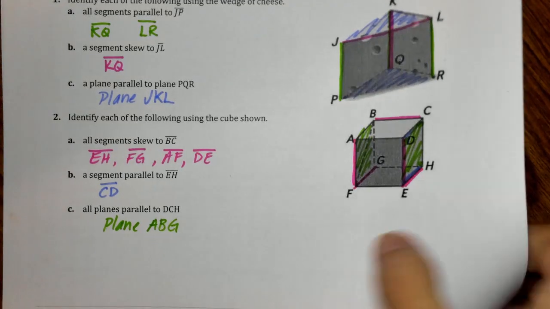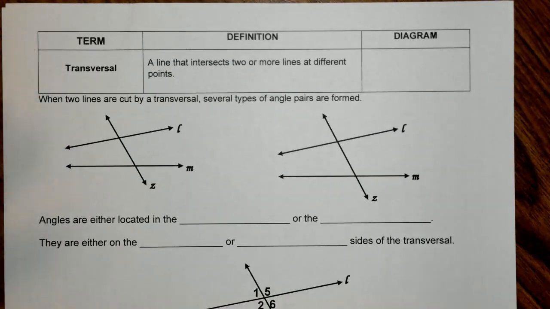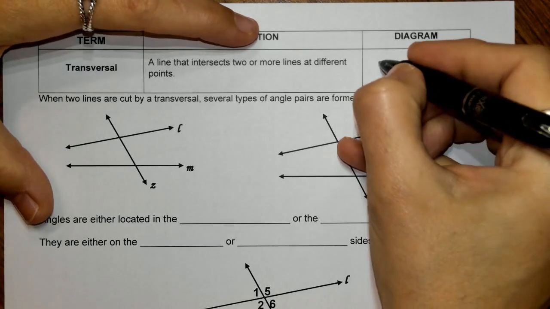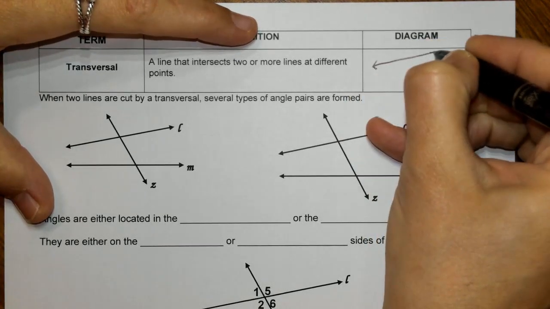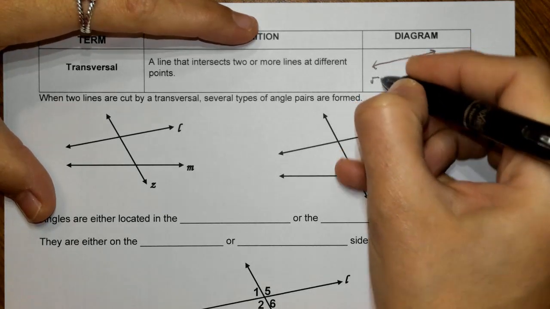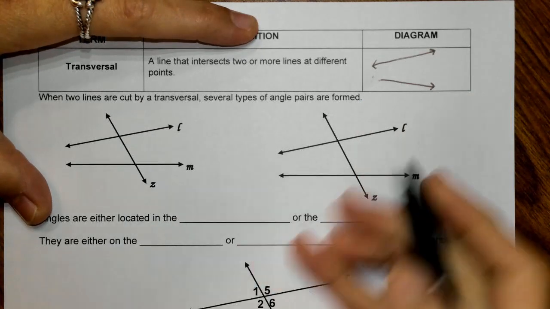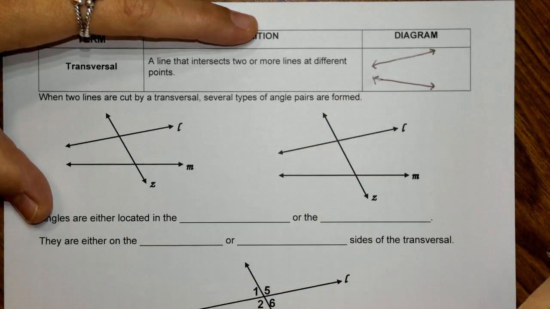So let's go ahead and continue on, and let's talk about what a transversal is. Okay, what is a transversal? It is going to be a line that intersects 2 or more lines at different points. So these examples down here, they show a transversal. We're going to go ahead and draw it in now. I'm going to draw 2 lines that are obviously not parallel because the parallel is going to come in later. Just like these diagrams down here, you can tell they're not going to be parallel.